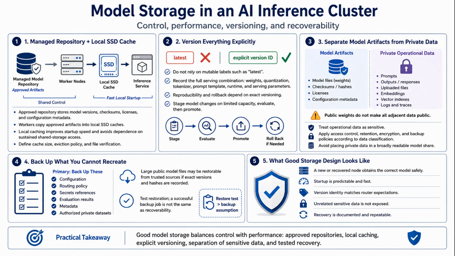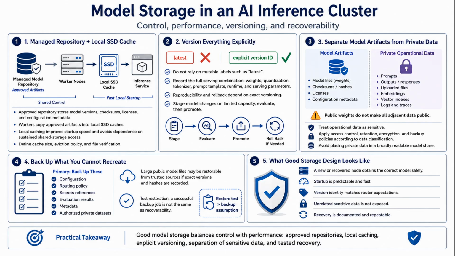Model weights, quantization, tokenizer, prompt template, runtime, and serving parameters together influence behavior. Record that combination, so results can be reproduced and a problematic release can be rolled back. Stage model changes on limited capacity, run representative evaluations, and promote only after functional and performance checks pass.